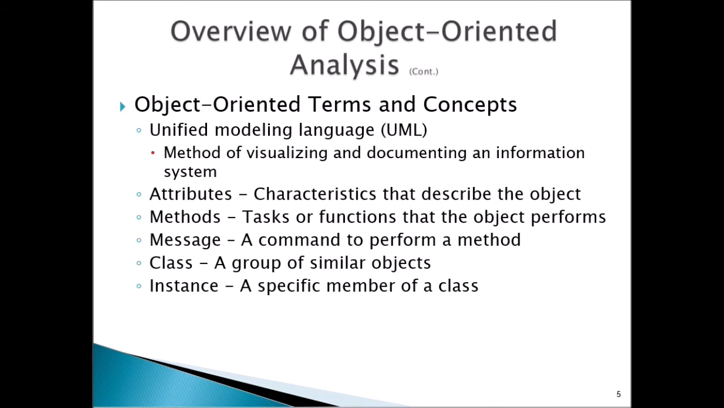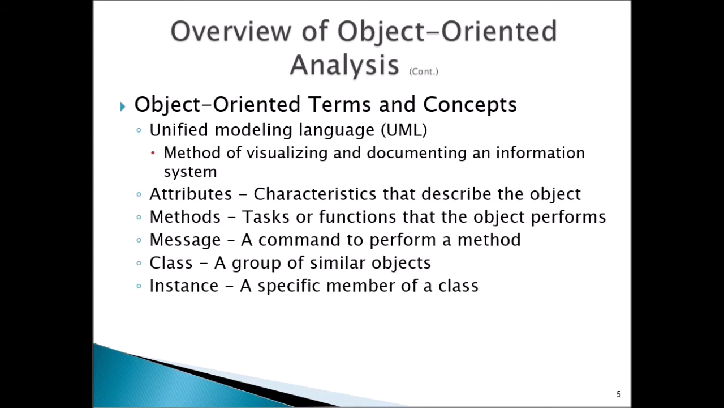Object-oriented terms and concepts. UML, or Unified Modeling Language, is the method of visualizing and documenting an IS system, or an IT system. Attributes are characteristics that describe an object. Methods are tasks or functions that the object performs. A message is a command to perform a method. A class is a group of similar objects. An instance is a specific member of a class.